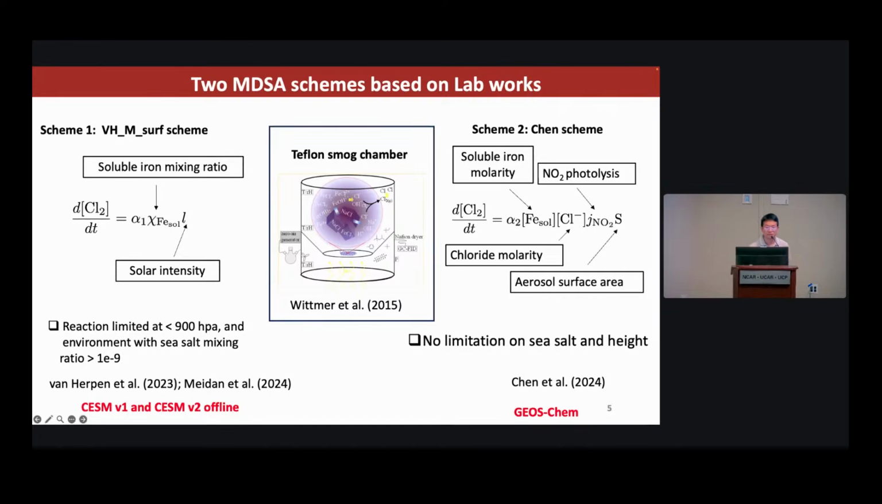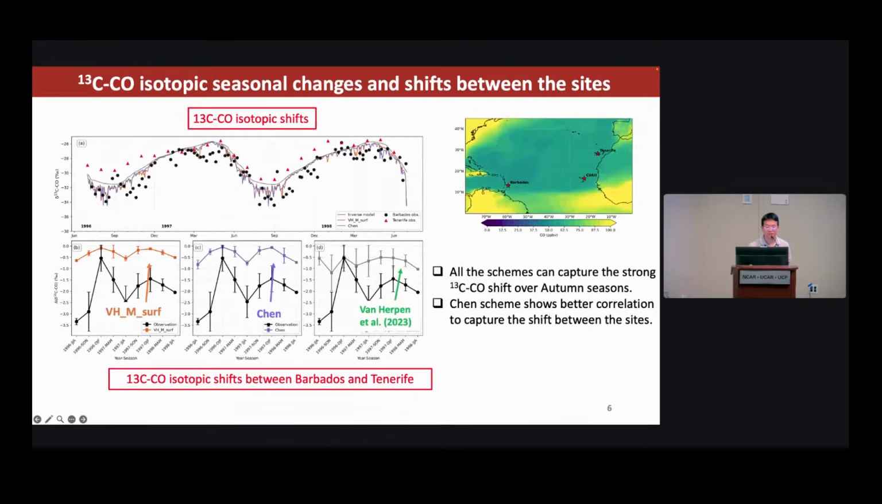And the other scheme was provided by Chen, which the parameterization was in GEOS-Chem and further evaluated in the northern China environment. And the parameterization calculates the chlorine production rates based on the soluble iron molarity and also chloride molarity and also aerosol surface area. It was mentioned both two parameterizations used the chamber studies results to verify the reaction rates. So we incorporate these two parameterizations in the model, and here we show the isotopes whether the model can reproduce the CO isotopes at Barbados.